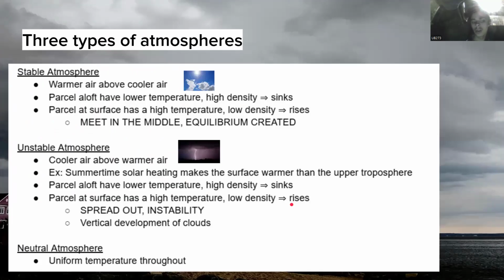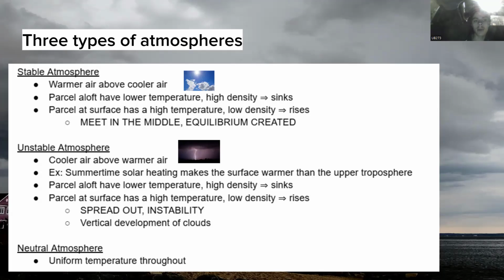Now let's talk about 3 different types of atmospheres. Looking at the skew T log P, we are able to know which type of atmosphere we might have. We could have a stable atmosphere. A stable atmosphere is going to have warmer air above cooler air. And the parcel, you have to think about it. If there's a parcel within that, if it has a lower temperature, it's going to sink. So any parcel that has a lower temperature than its surroundings will sink. Any parcel that has a higher temperature than its surroundings will rise.